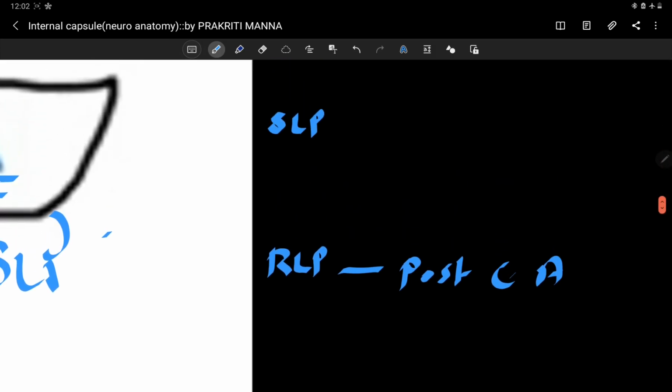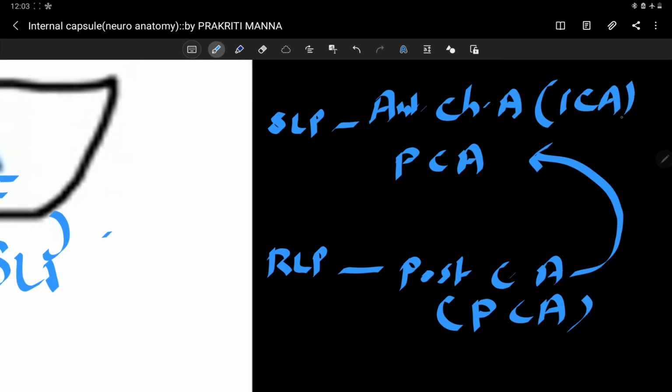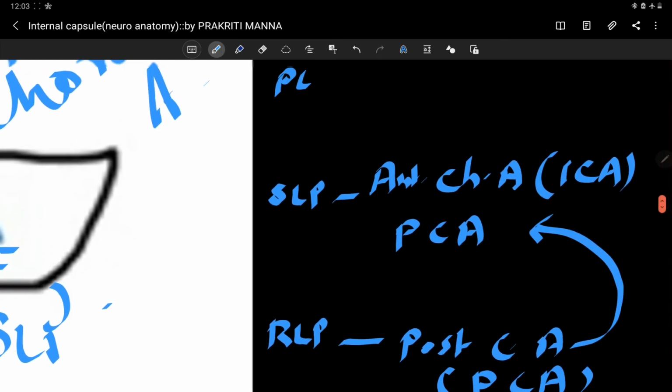Now this posterior cerebral artery is also supplying your sublentiform part, so the posterior cerebral artery is common for the sublentiform part. Here I am writing PCA, posterior cerebral artery. It is also common for the sublentiform part, and this sublentiform part is also supplied by the anterior choroidal artery. I am writing CH for choroidal. The anterior choroidal artery is a direct branch of the internal carotid artery.